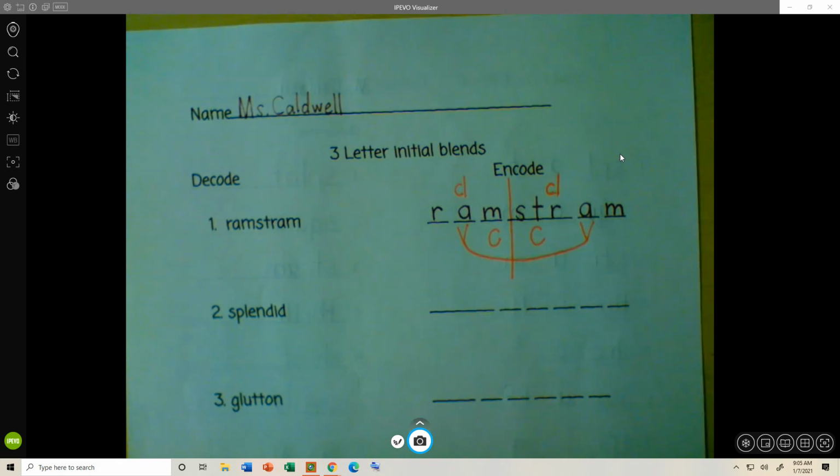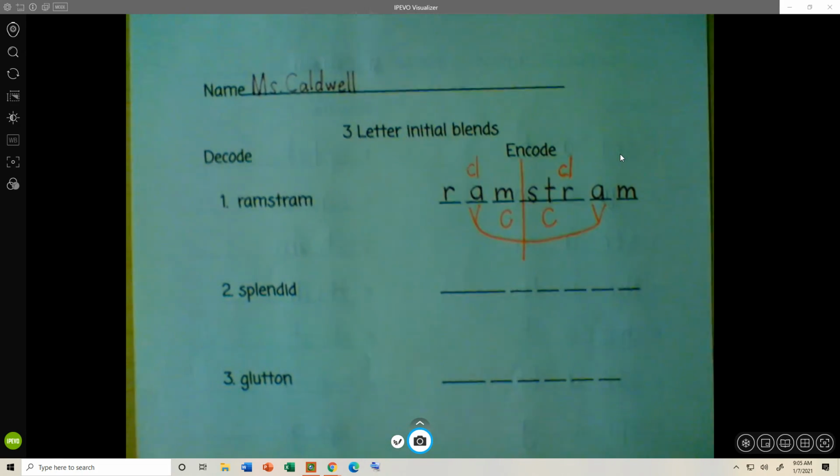I don't know what ramstram is, but I believe it's a real word. Let's maybe look it up just to see if it's something that we may know about. Actually, it's not a real word. It's a nonsense word. So it was made up.